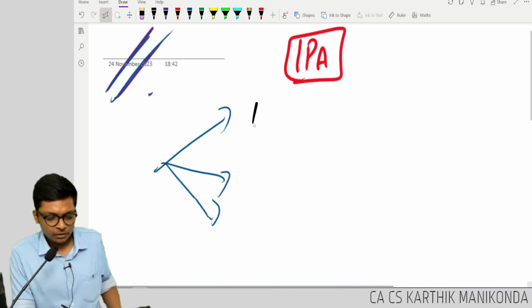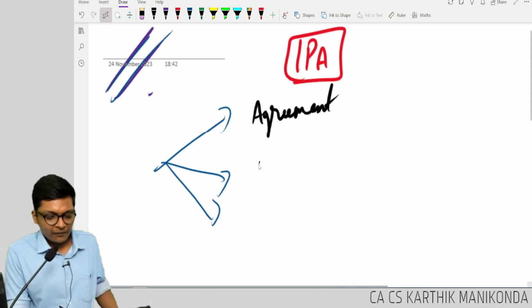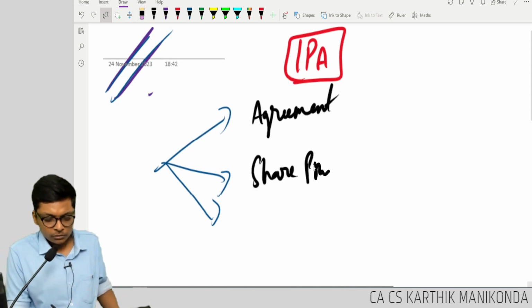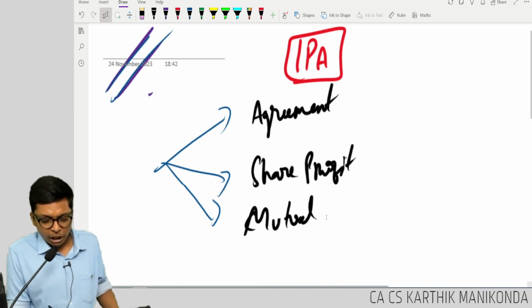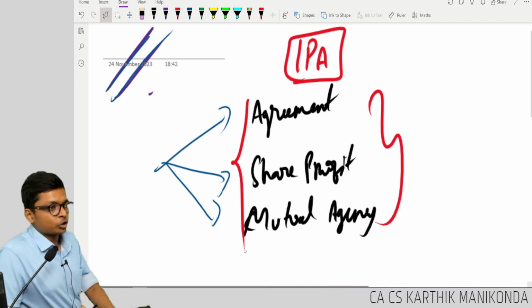Partnership is an agreement between persons who have agreed to share profits of a business carried on by all or any of them acting for all. That's where you get this concept of mutual agency.